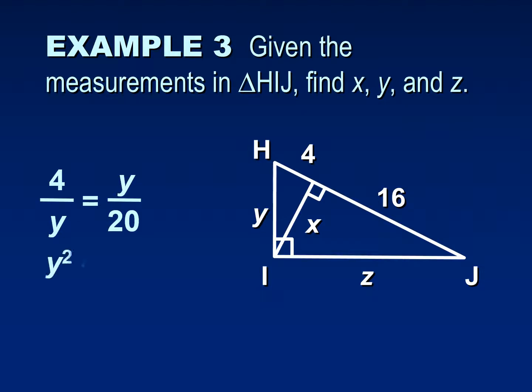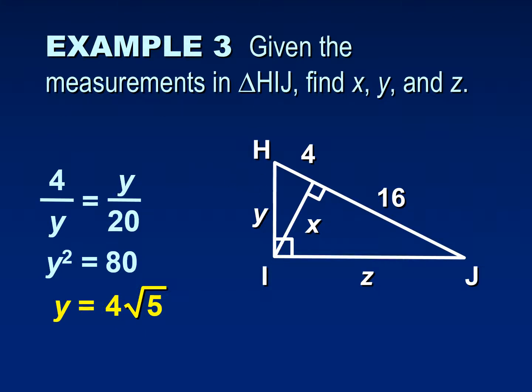Now that we have our proportions set up that we used our theorem for, we can cross multiply, and we get y squared equals 80, and we have to square root both sides. When we square root 80, that is not a perfect square, so all we can do is simplify it. 80 is the same as 16 times 5, and the square root of 16 is 4, so our answer becomes 4 square roots of 5, and that is the length of y.